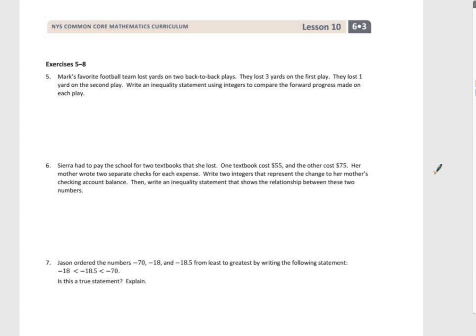Let's go ahead and look at number 5. On number 5, it says, Mark's favorite football team lost yards on 2 back-to-back plays. They lost 3 yards on the first one, and then they lost 1 yard on the second one. Write an inequality statement using integers to compare the forward progress made on each play. Well, what are the 2 numbers we have? Lost 3 yards, negative 3, and lost 1. So we're going to compare those. You can write them in any order. Okay, so I'm going to just put negative 3, negative 1. Is negative 3 larger or smaller than negative 1? It is smaller. So we're going to go like that.